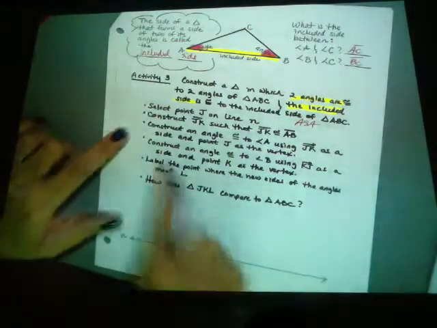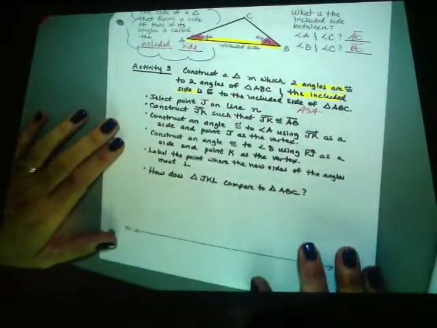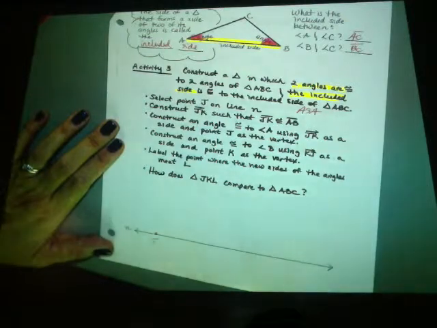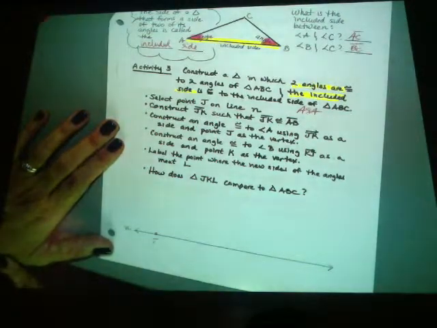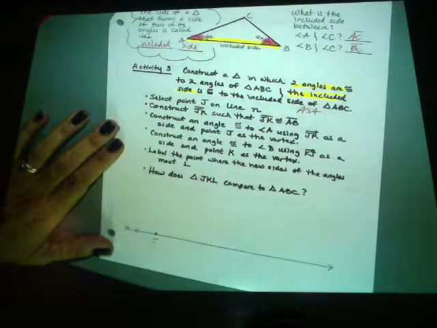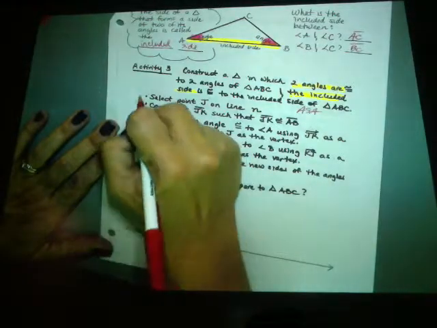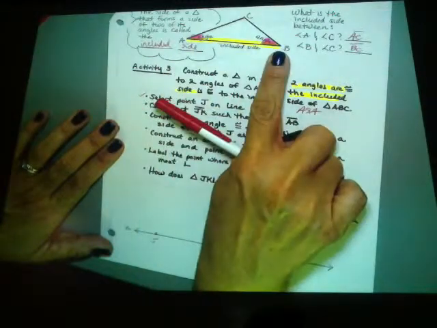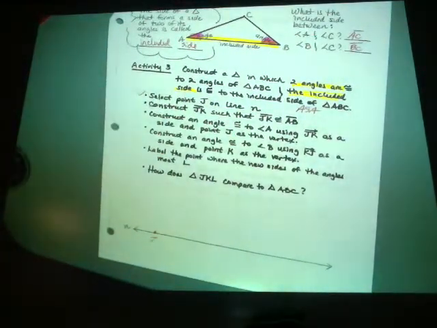So here we go. Select point J on line N. Haven't we done this 3 times now? So point J. Let's go. Seriously, let's go. Make a choice and do it. All right, so we've done that. Construct JK such that JK is congruent to AB. So that's been the same first step each and every time.